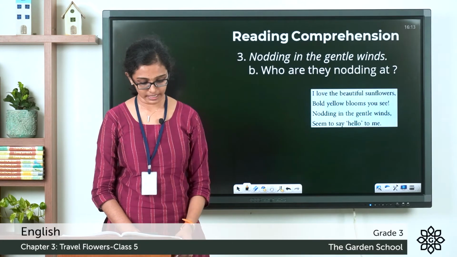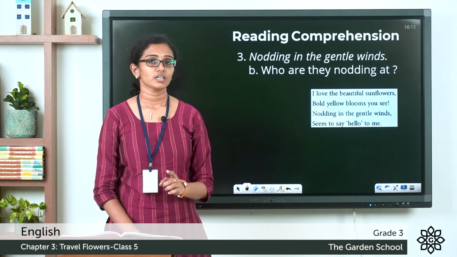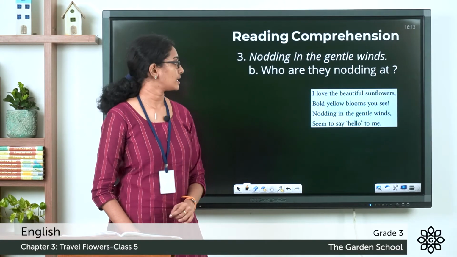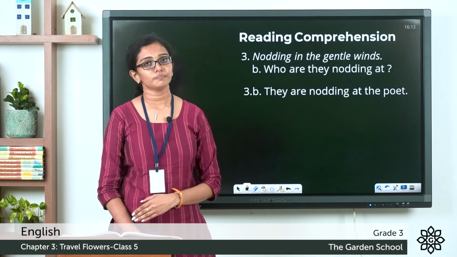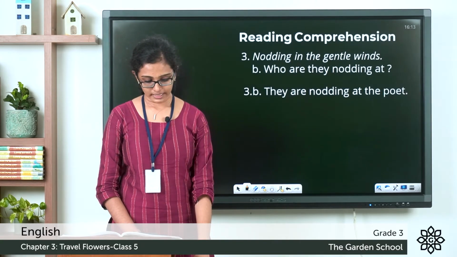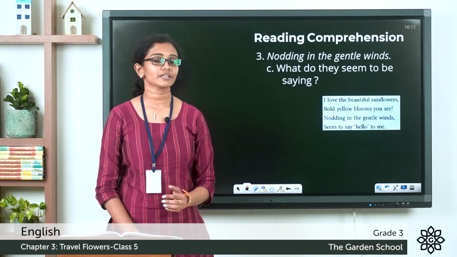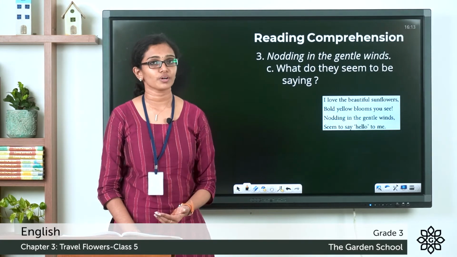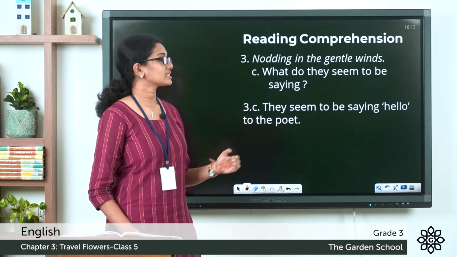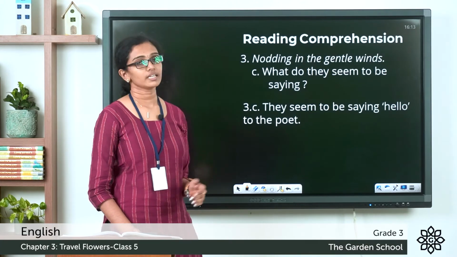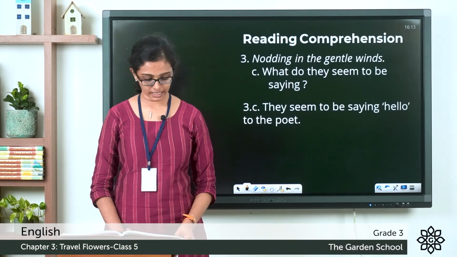What is question B? Who are they nodding at? The poet felt that the sunflowers are nodding at her. So let's write the answer. They are nodding at the poet. Now what is question C? What do they seem to be saying? The poet felt like the flowers were saying hello to her, right? So let's write the answer. They seem to be saying hello to the poet. Clear? Now let's move on to section C.